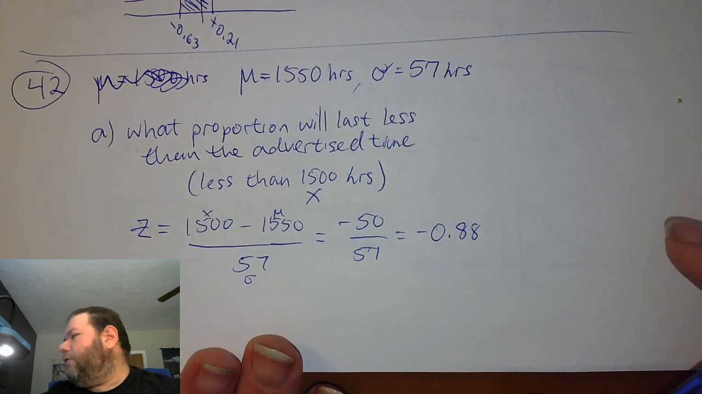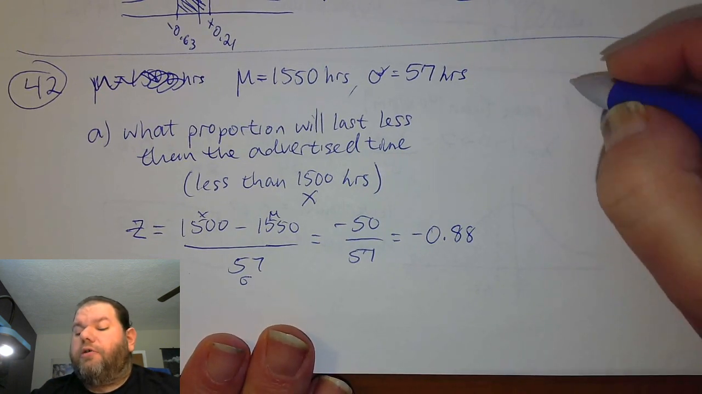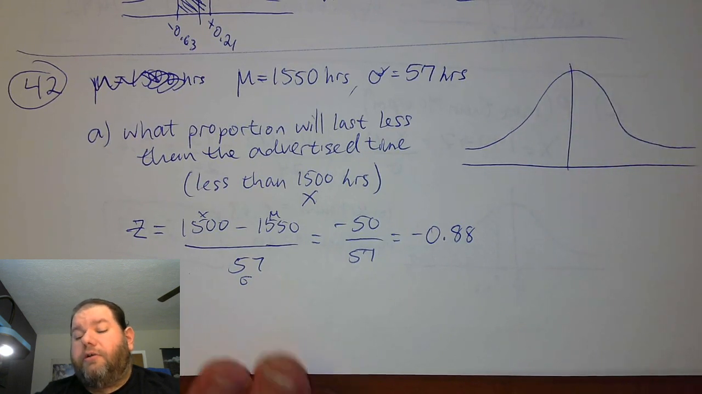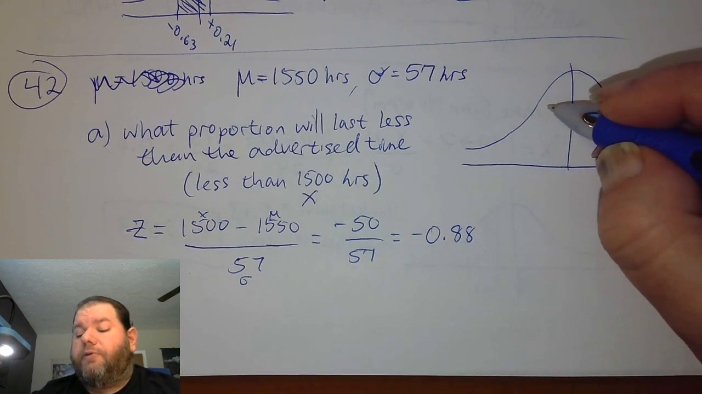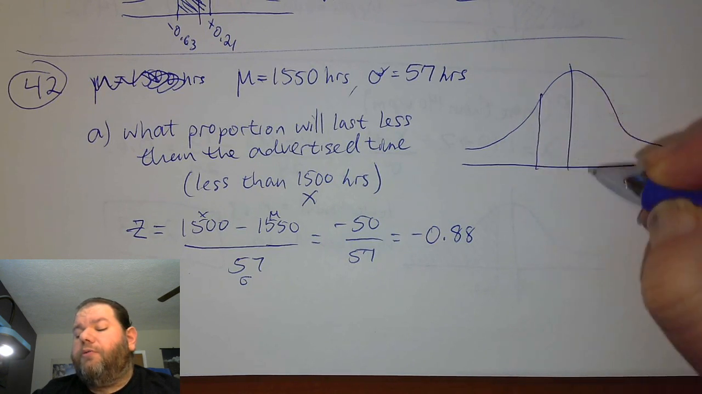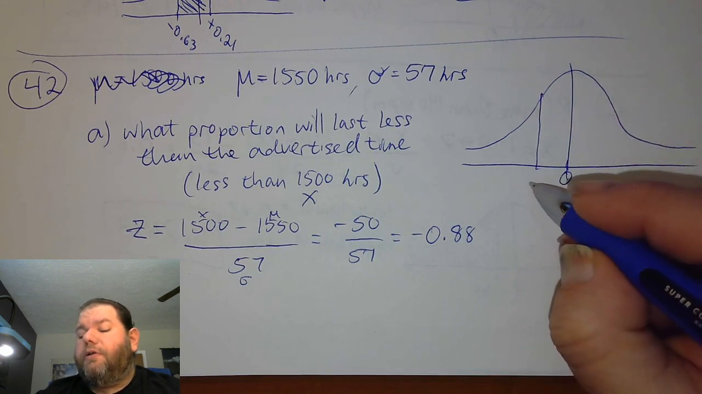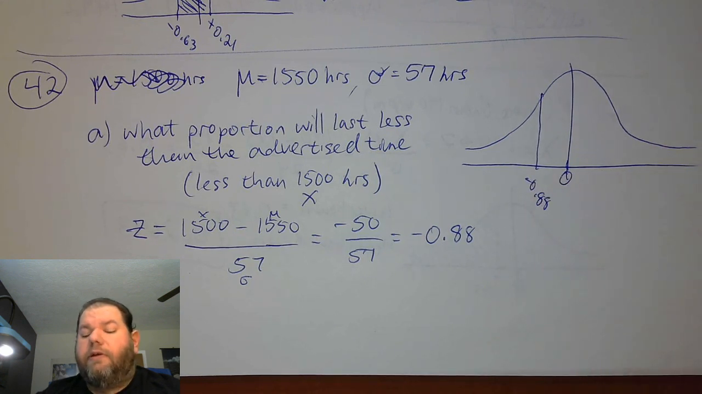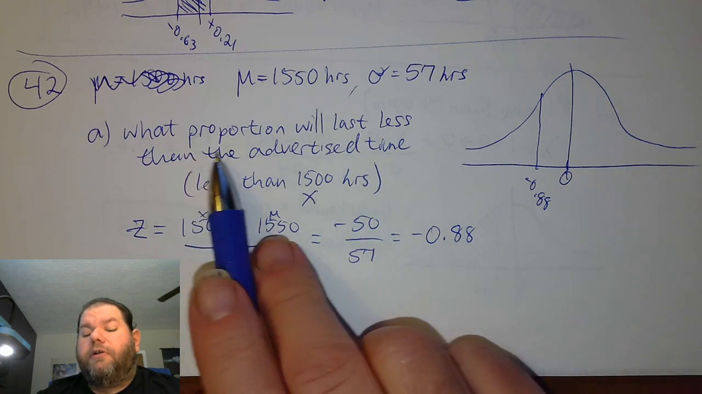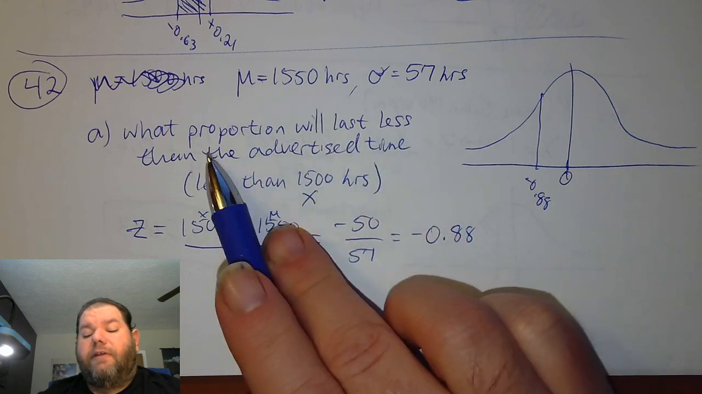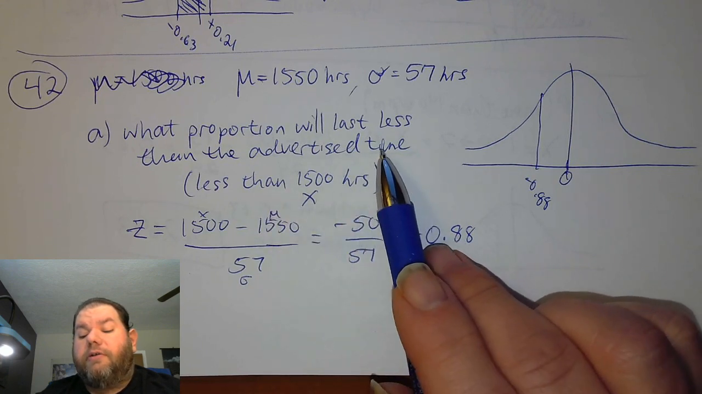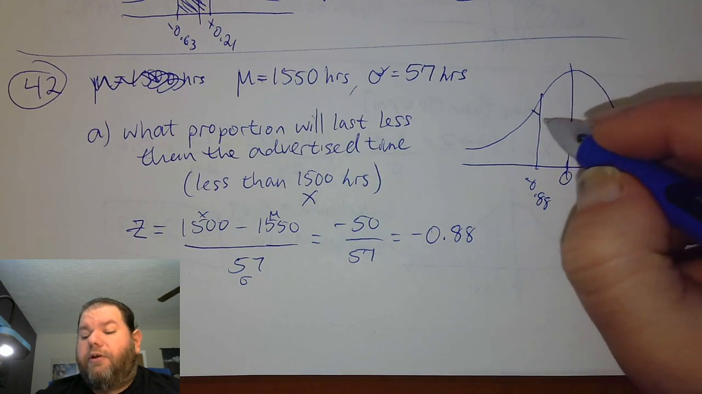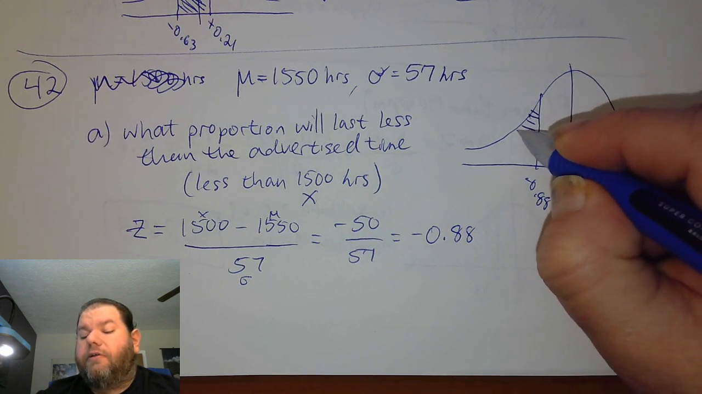Now, I'm going to draw a graph over here. I encourage you to draw a graph for each of the problems that we work. We know 0 is in the middle. Negative 0.88 is to the left of 0 because it's negative. And we want the probability or the proportion that will last less than the advertised time, which is less than 1500 hours. So that means less than will be the area shaded to the left.